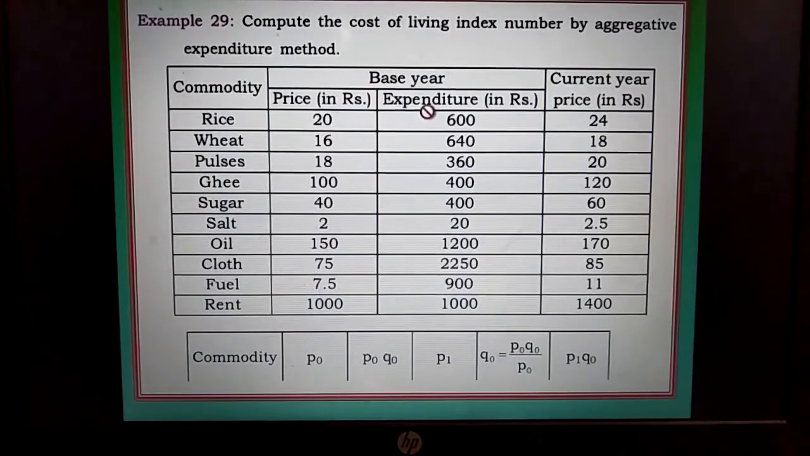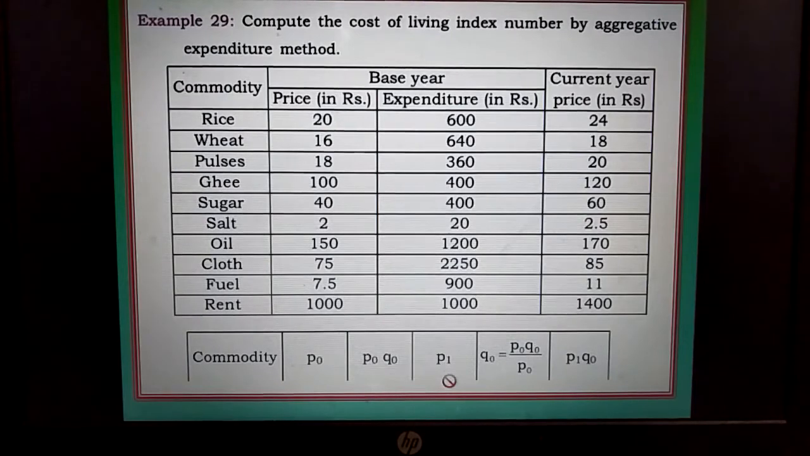Expenditure means we know already P multiplied by Q. Base year it is, that's why it will be P naught multiplied by Q naught. Am I correct? So price in base year is taken as P naught. Look at the cursor. And expenditure in base year has been considered as P naught Q naught. And current year prices are given, that's why P1 it has been considered.